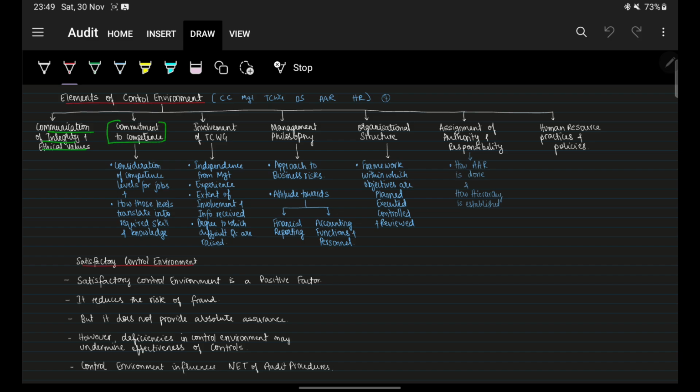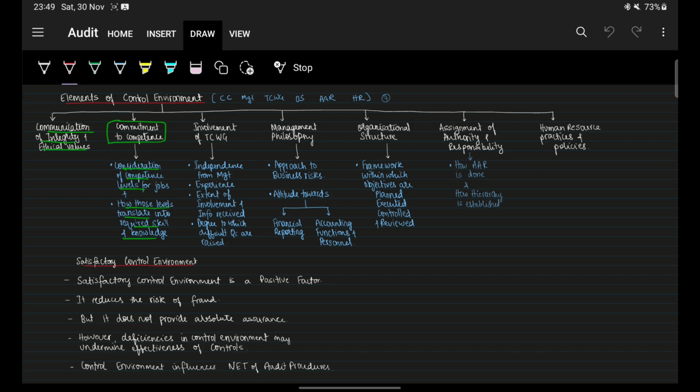Second point is commitment to competence. Okay, so consideration of competence levels for jobs and how those levels translate into required skill and knowledge. Here basically what we're trying to do is ensure that there is no favoritism or nepotism, where related parties are selected for the job, right? So we're going to commit to competence, meaning if they have the merit, if they have the required skills for that particular job, then only we're going to give them that particular job.